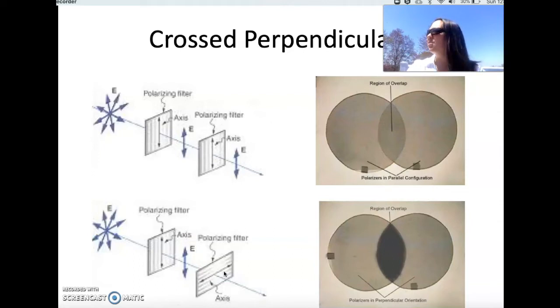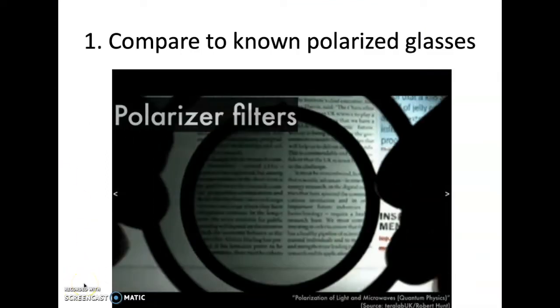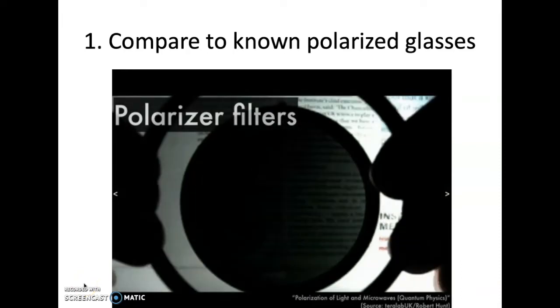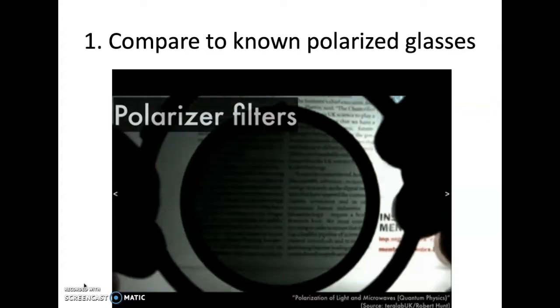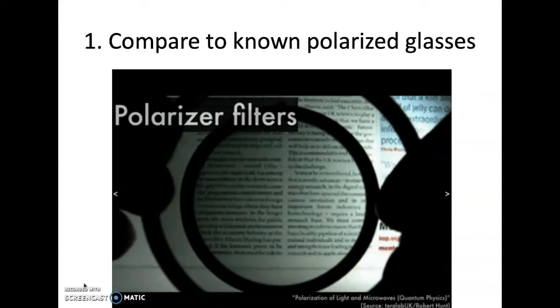Now, humans don't have the ability to see polarized light. So, what we would need to do is use one of three methods. Actually, way number one, in order to figure out if a pair of glasses is polarized or not, is to just compare it to another pair of glasses that you already know is polarized.